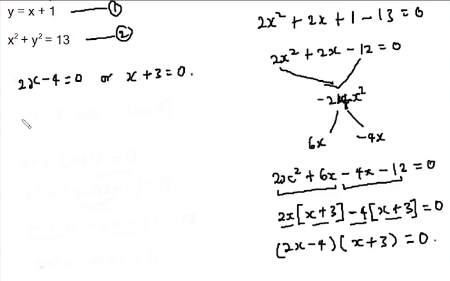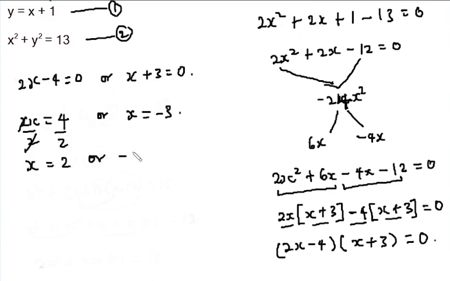From here, I'll be having 2x is equal to minus 4, moving over to this side becomes positive 4. So this is 4, or x plus 3 moving over to this side becomes negative 3. 2x equals 4 here, so I have to divide both sides by 2 to get my value of x. So my x is equal to 2 or minus 3.